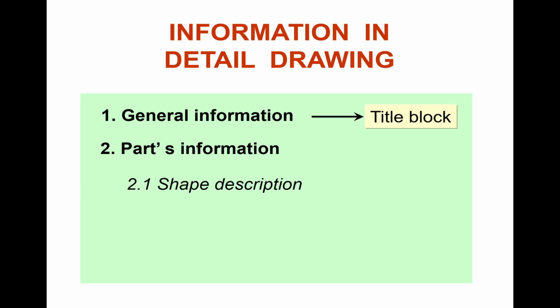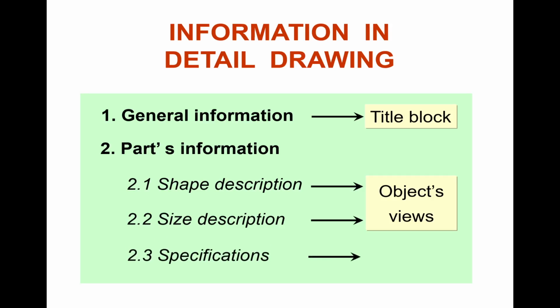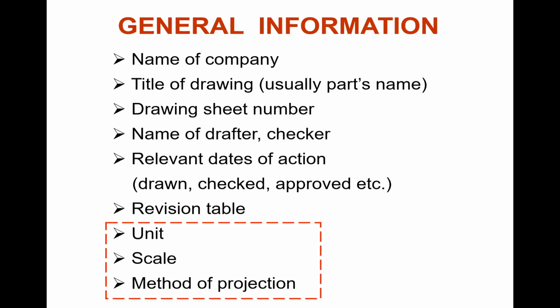Parts information includes the description of the shape, size and specs of the parts. Okay, so the shape and size ni kita boleh dapat daripada object views. Views ni the front view, side view and the top view. And then specs ni kita boleh include dia as notes dekat kita punya detail drawing. Okay, ni is the general information. Okay, apa yang kita nak letak.